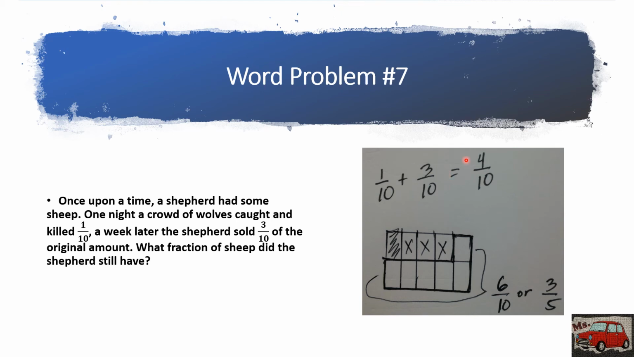Alright? So, kung titingnan mo yung drawing, ito yung kabuuan. So, merong 10 parts kasi 10 yung denominator. Yung una, yung 1/10, ito yung namatay dahil sa wolves. And then yung 3/10, ito yung binenta ni Shepherd. So, in short, ito na lang yung natira. And that is 6/10, or to simplify, that is 3/5. Okay? So, that is the fraction nung natira na lang.